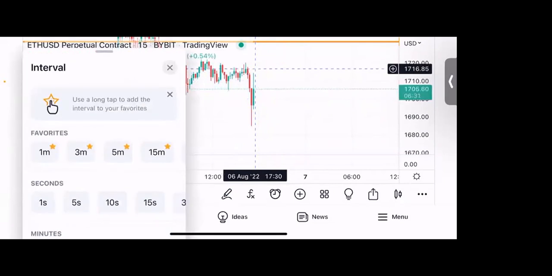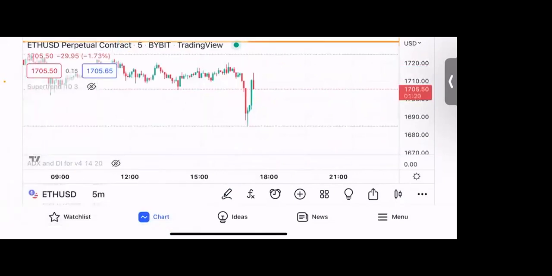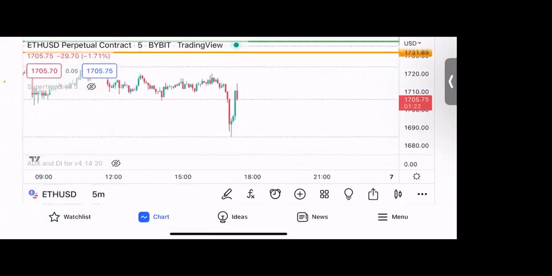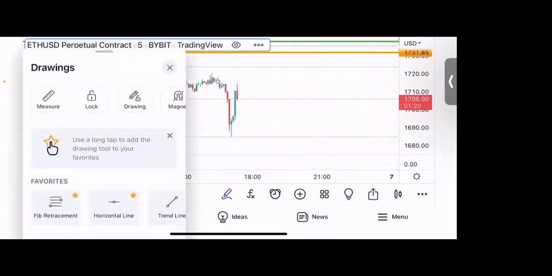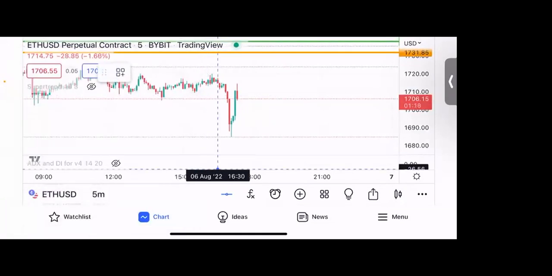Okay. Now I'm gonna go back to my 5 minute, because in 5 minutes, I'm actually looking for the direction and I'm looking for a 3 stepping stool candle so I can determine if I'm gonna go in or what I'm gonna do here in this market.